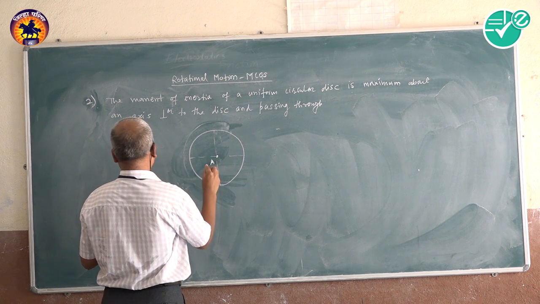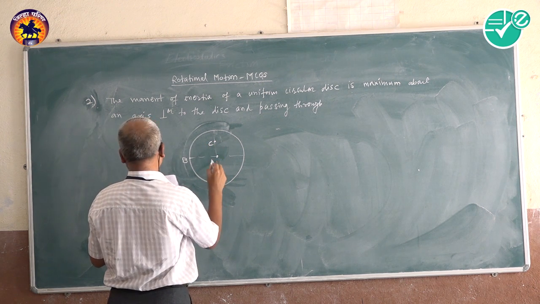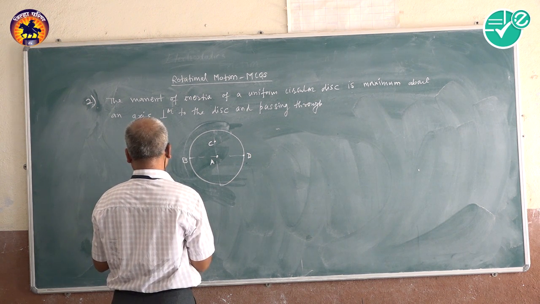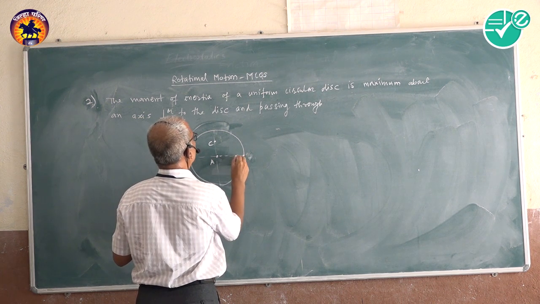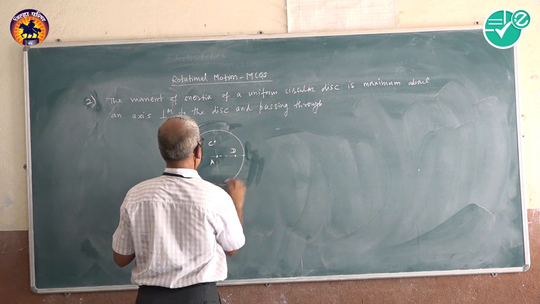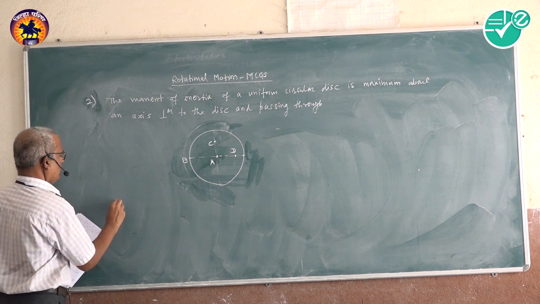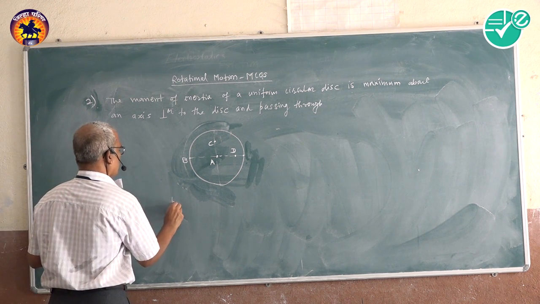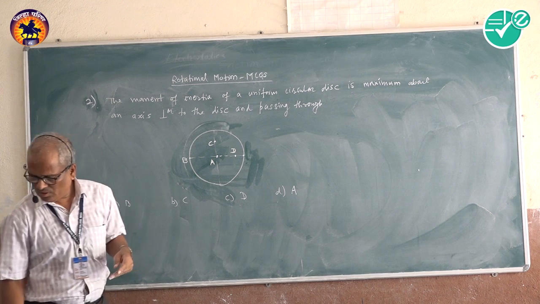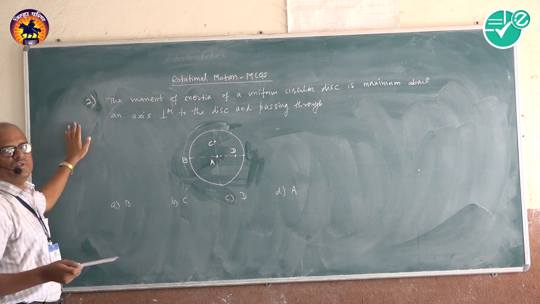This point is A, this point is B, here is the point C, and here is the point D. Now, this is not the point D, here is the point D. Options: A, B is option A, C is option B, D is option C, and E is option D. Such theory-type questions are sometimes very easy if your concept is very clear.